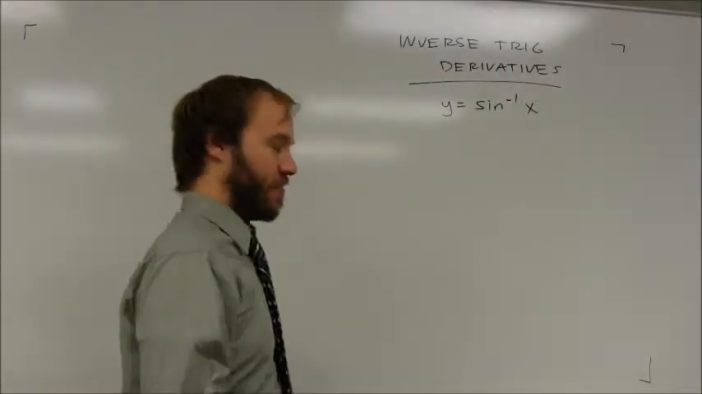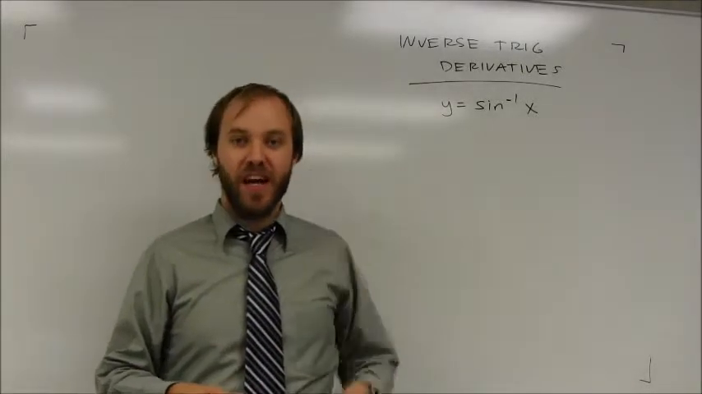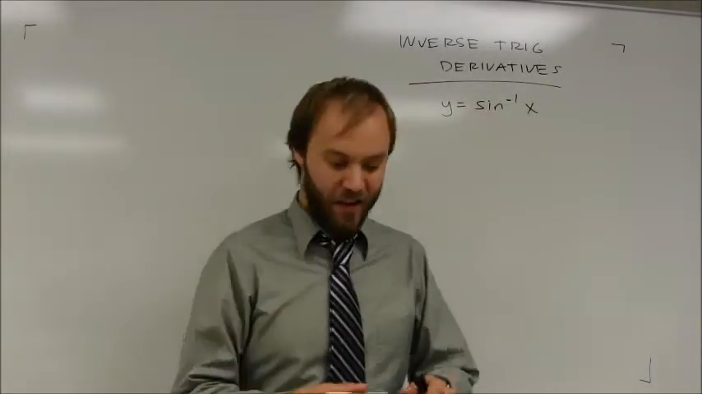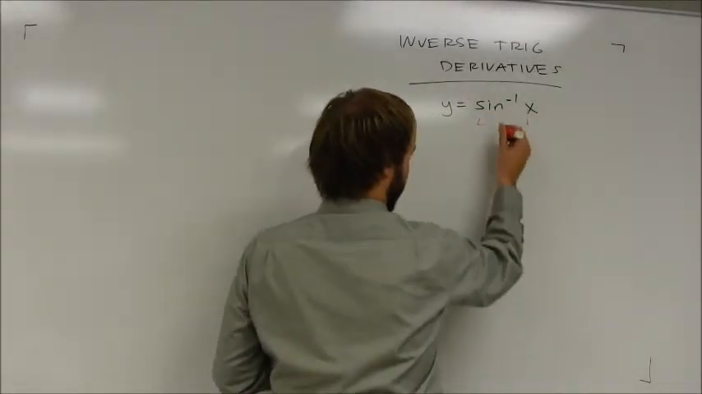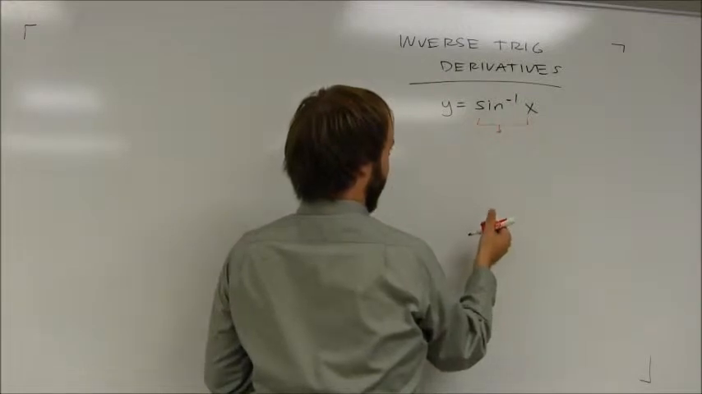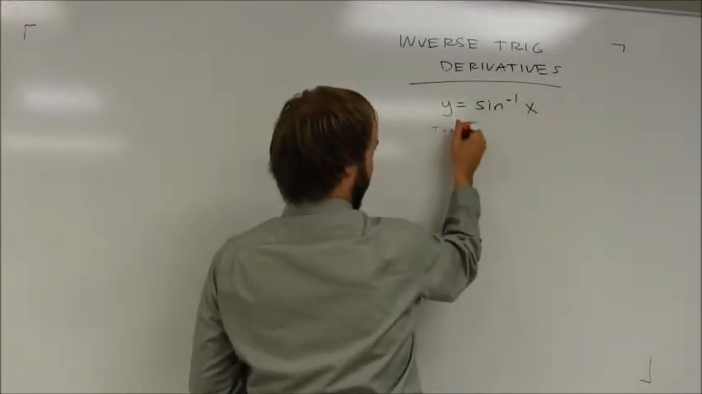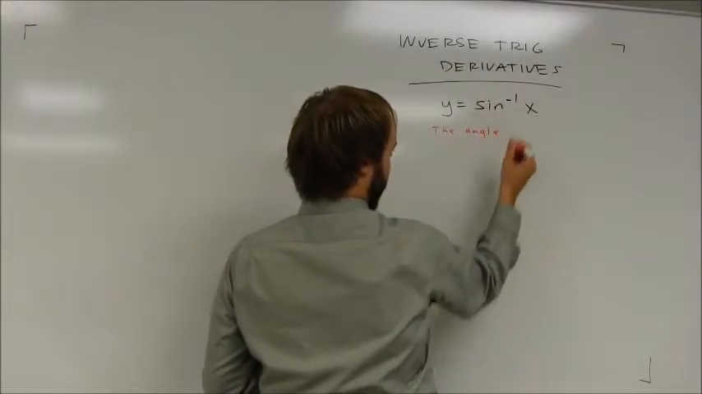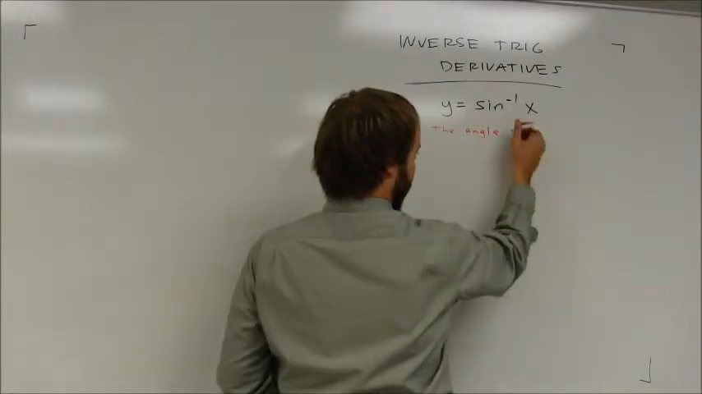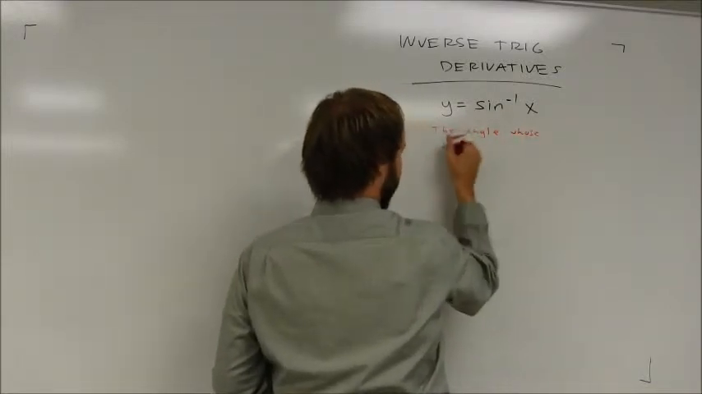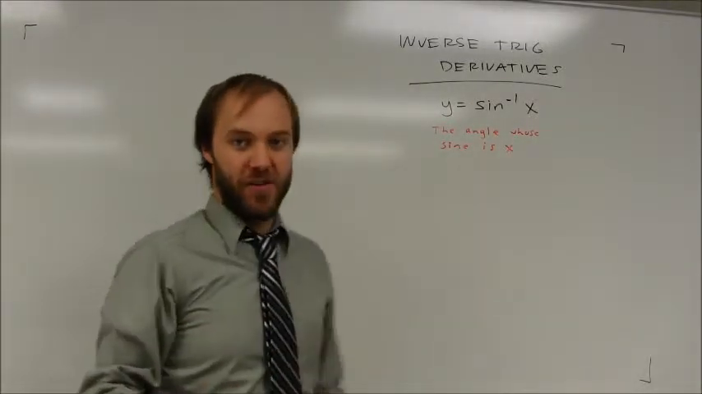So first of all, you've got to be able to think about what you're really doing when you work with an inverse trig function. Really, what you're trying to do is find an angle measure. When you talk about finding the inverse sine of something, you're trying to find the angle. In other words, the input's going to be a decimal or fraction, the output's going to be an angle. The angle whose sine is x. That's really what you're trying to do there.